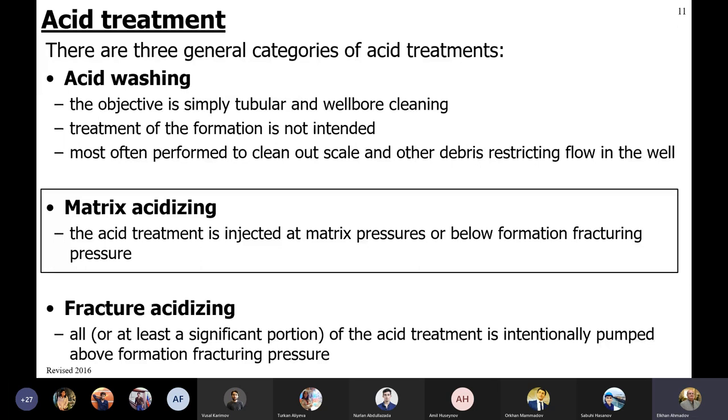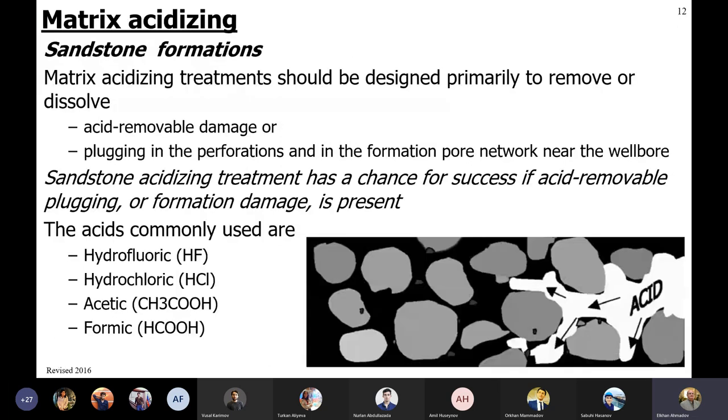Okay. So for different formations or lithologies, matrix acidizing has different objectives. For sandstones or clastic reservoirs, matrix acidizing is aimed to remove the damage and dissolve the plugging in the perforations and formation pore network near the wellbore. As we inject the acid, it goes through these solids that were infiltrated by the completion or mud fluids, dissolving those particles and removing the damage.